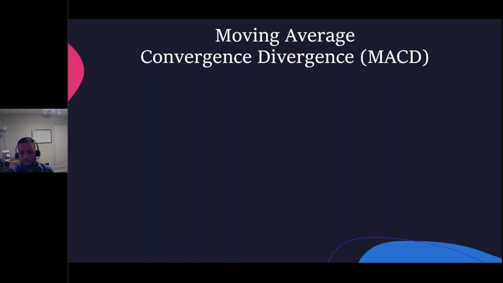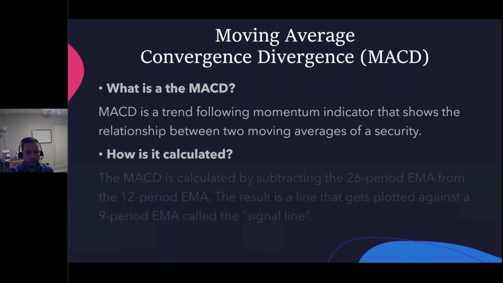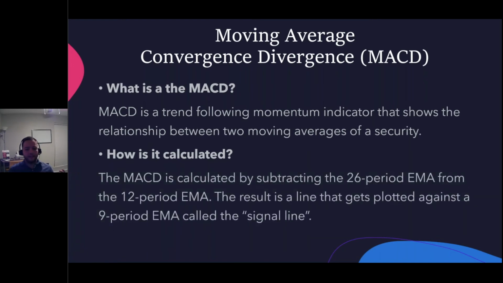So the next oscillator that we're going to look at is the MACD, the moving average convergence divergence. Okay, so what is the MACD? MACD is a trend following momentum indicator that shows the relationship between 2 moving averages of a security. Now, these moving averages are the 26 and the 12 period. How is it calculated? Well, the MACD is calculated by subtracting the 26 period EMA, exponential moving average, from the 12 period EMA. Now, the result is a line that gets plotted against a 9-period EMA called the signal line.